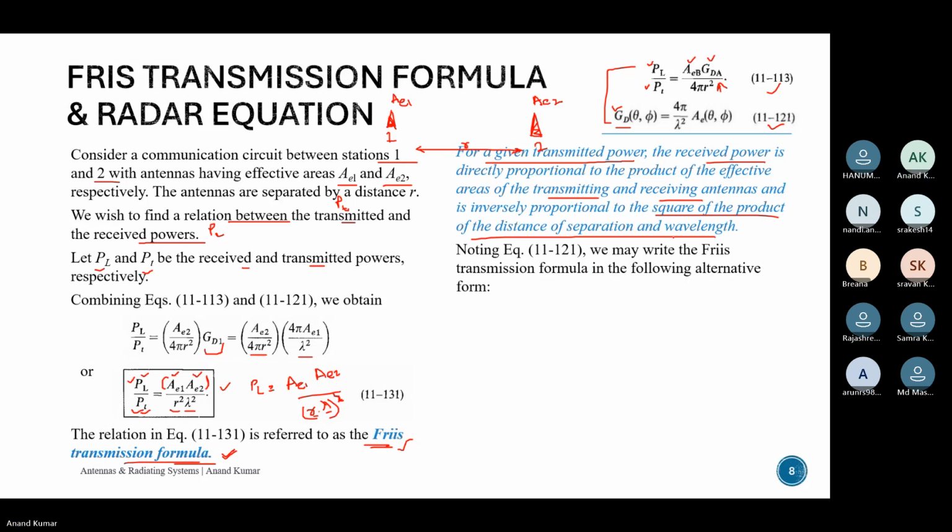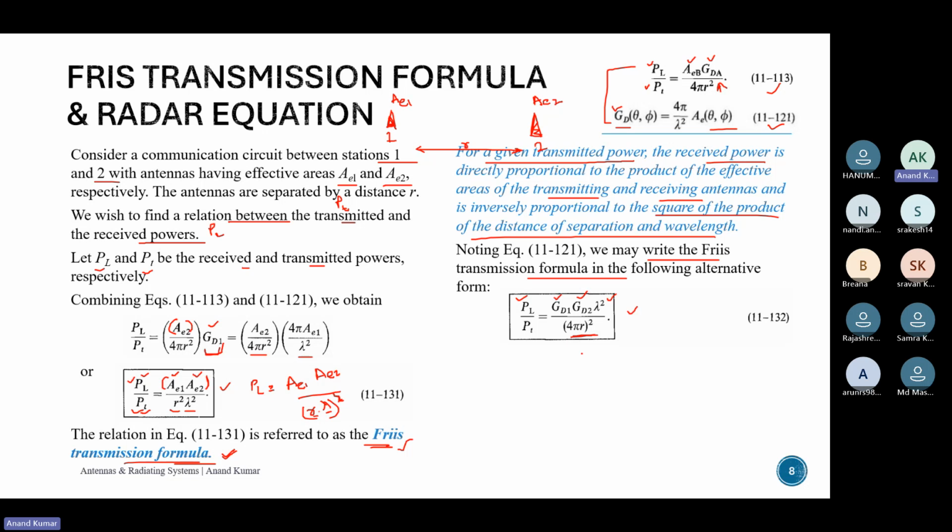So noting this particular equation 11.21, we may also write the Friis transmission formula in an alternative form, which is the received power is equal to the product of the directive gains of the transmit and receive antennas times the square of the wavelength, divided by 4 pi r square, where r is the separation. So this is the other way. So instead of substituting the gain over here, we substituted the value of effective area.